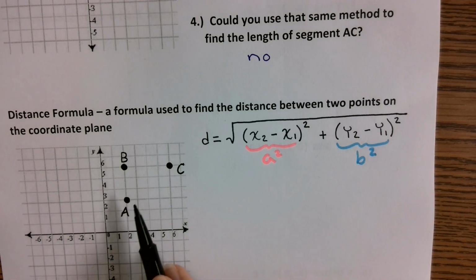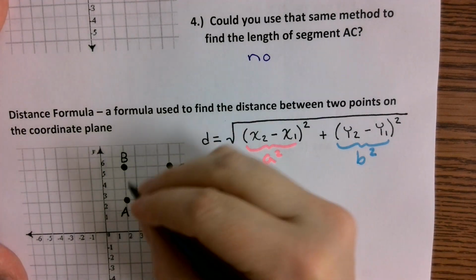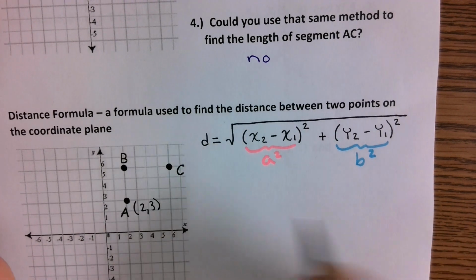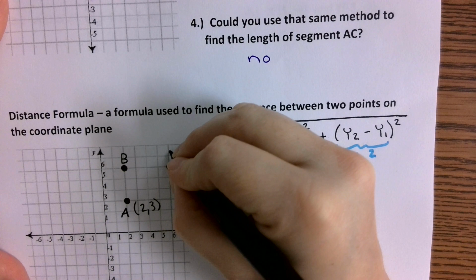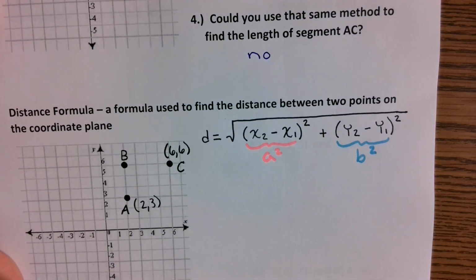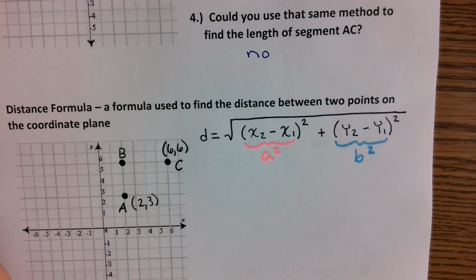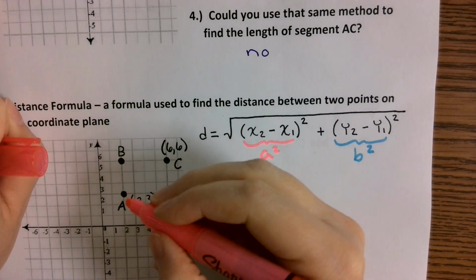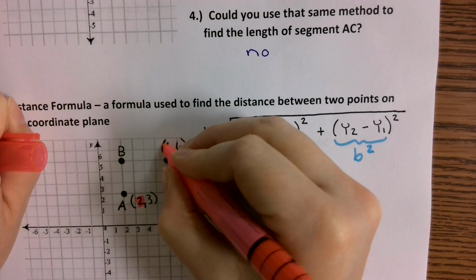The point for A happens to be at 2, 3. And then C happens to be at 6, 6. Okay, so we have 2, 3, and we have 6, 6. And again, it does not matter at all which point you pick to be your x1, y1, x2, y2. It doesn't matter, okay? So for my x's, here's my x's. I'm going to highlight those in pink.